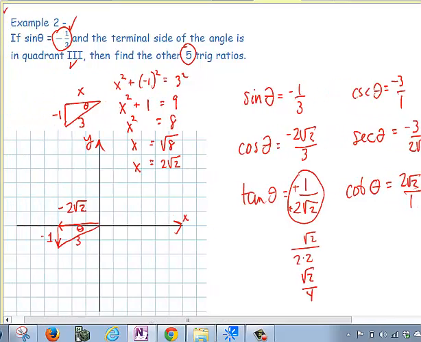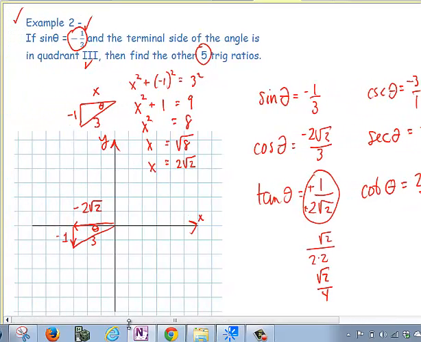Hopefully this video has helped you figure out another representation of how they're going to ask us to find trig ratios if they give us clues about the terminal side and about existing trig ratios.